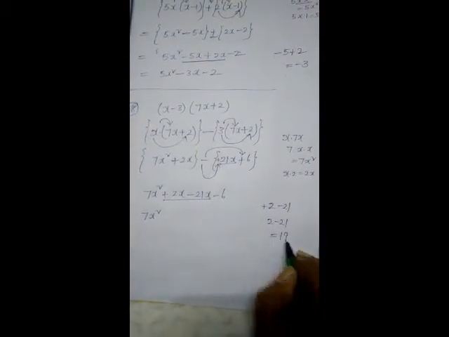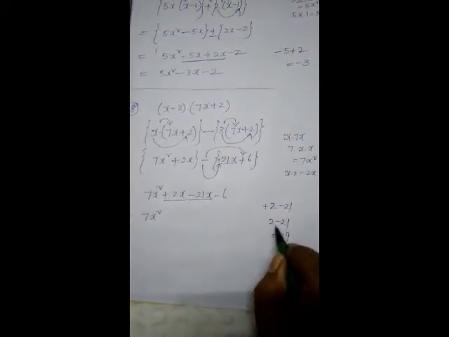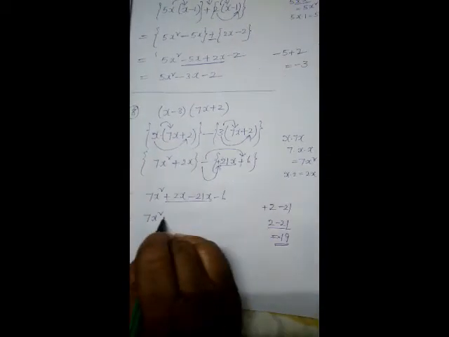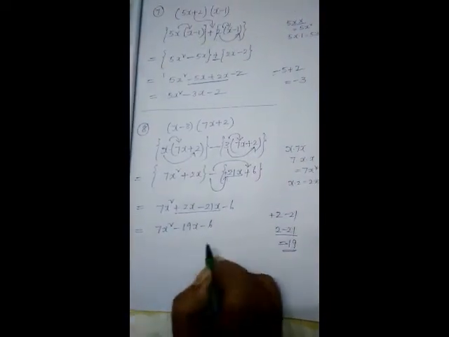19. Not 19, minus 19. 21 minus 2 is equal to 19, but 2 minus 21 is equal to minus 19. That's why here, minus 19x minus 6. This is the 8th question.